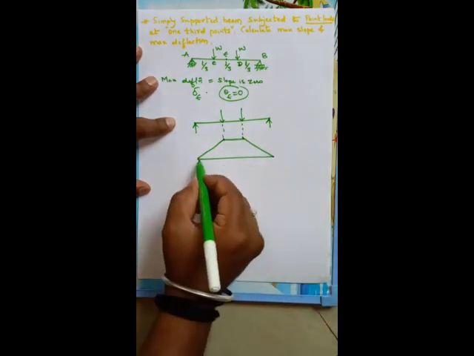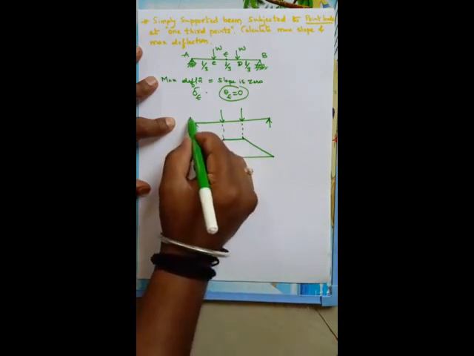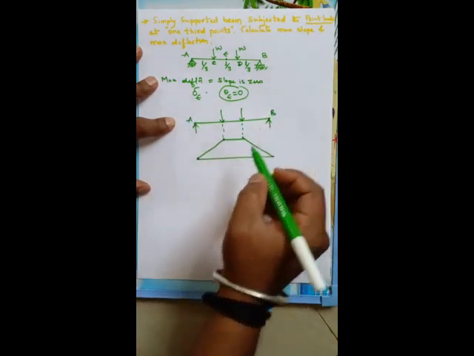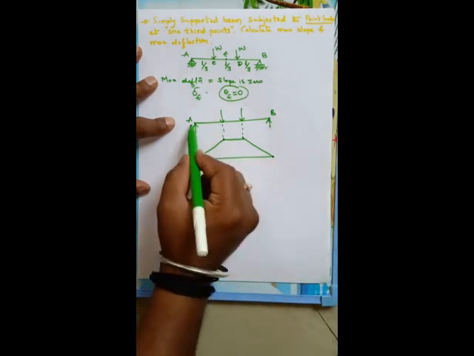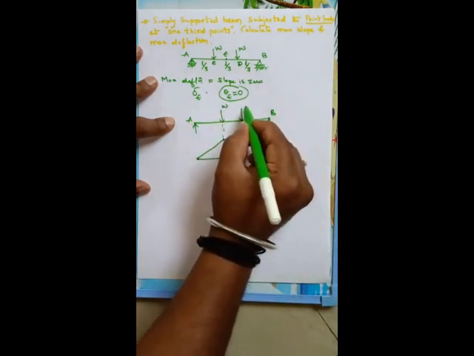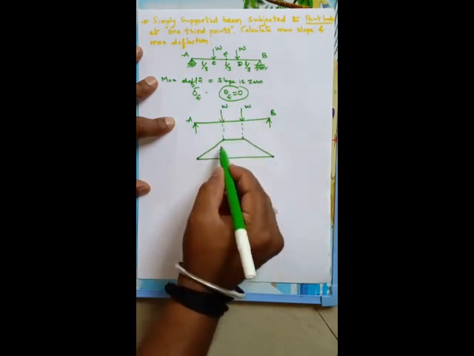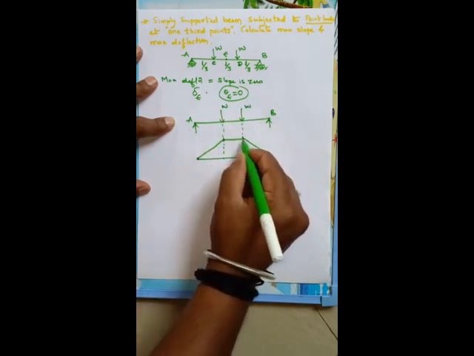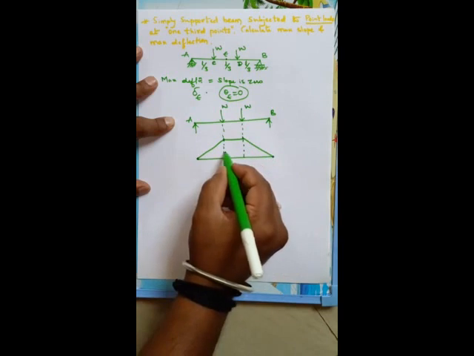Okay, so moment at A will be 0. This is point A, this is point B. Moment at B will be 0. Moment at A is 0, moment at B is 0. As we go near the points where the loads are acting, it will be maximum. So what is this maximum?